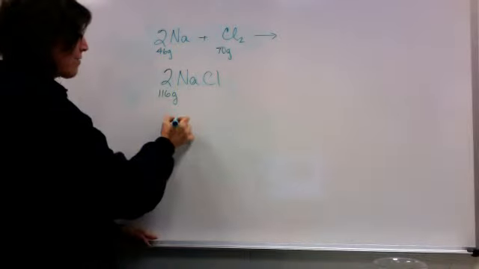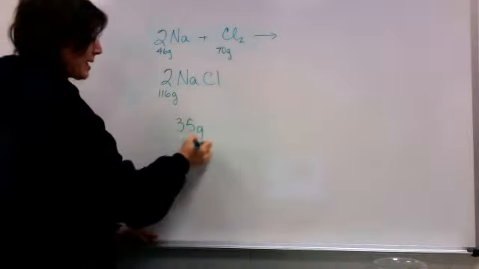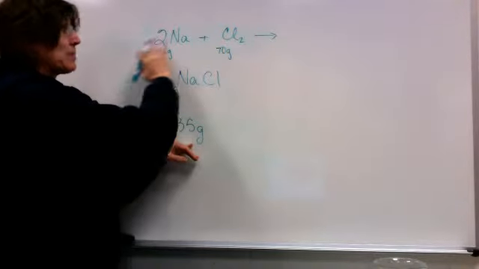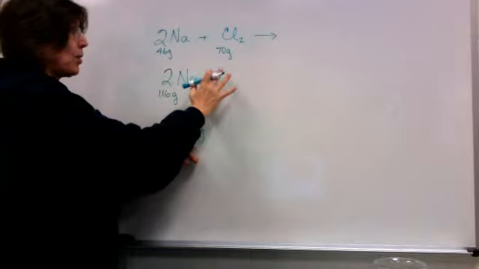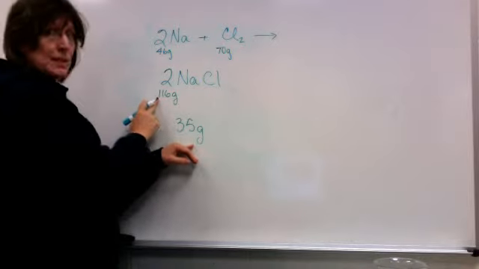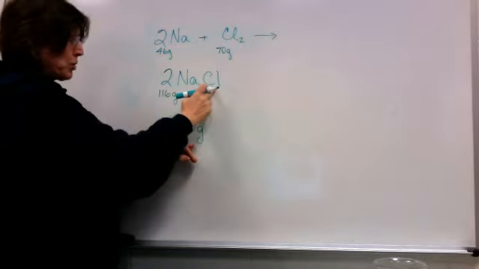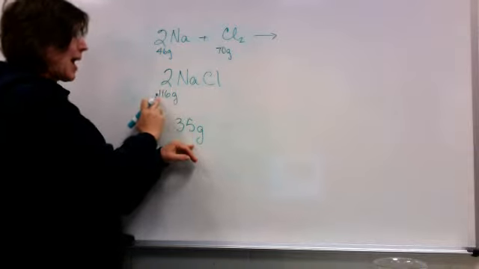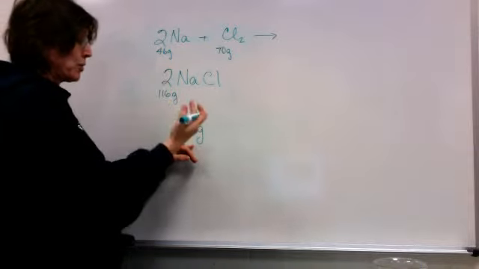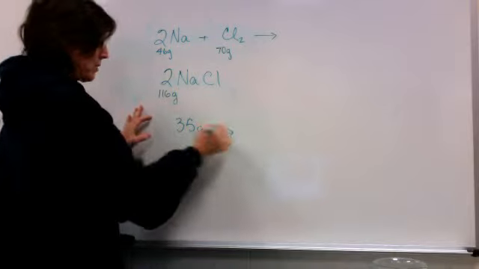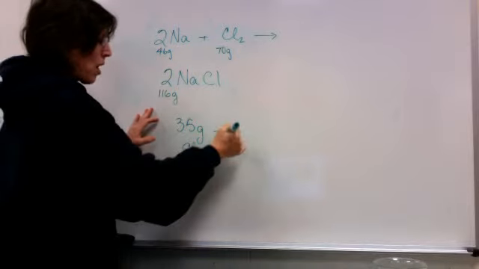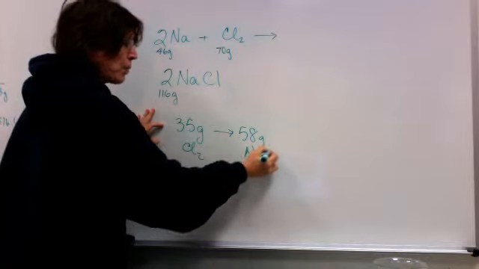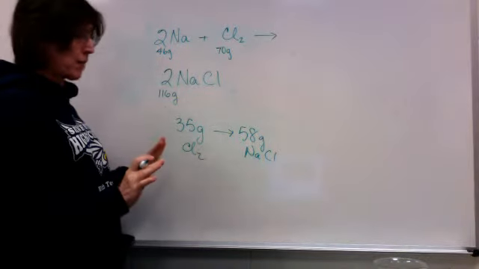Okay, so if I have 35 grams of chlorine gas, in other words, I have half as much chlorine gas as I needed to make this entire equation go, then I would only produce half as much table salt, right? So instead of producing 116 grams of table salt, I would produce half of that. In other words, I'd produce 58 grams of table salt, right? Because it's all proportional at this stage. We're just talking about ratios.